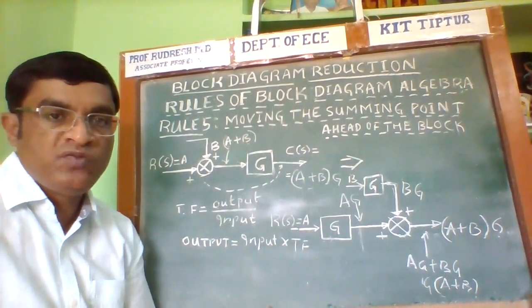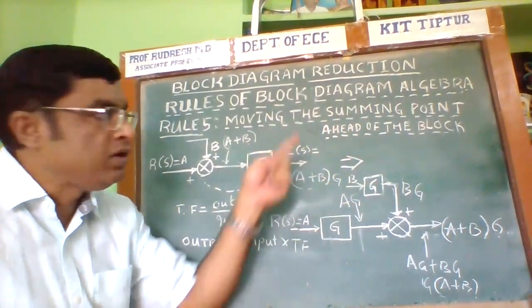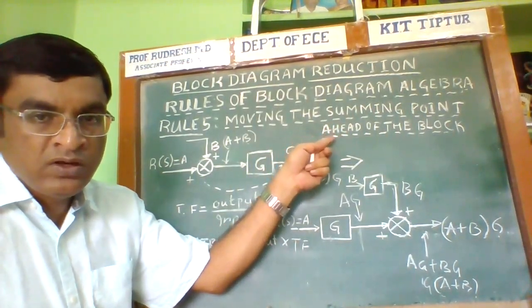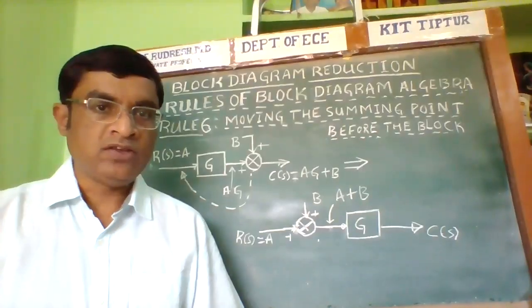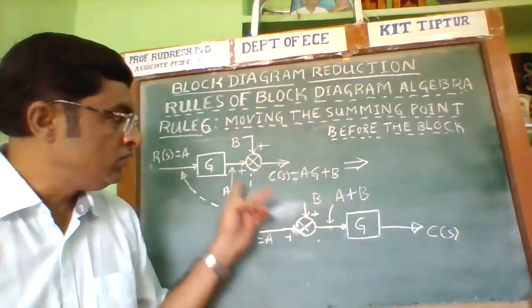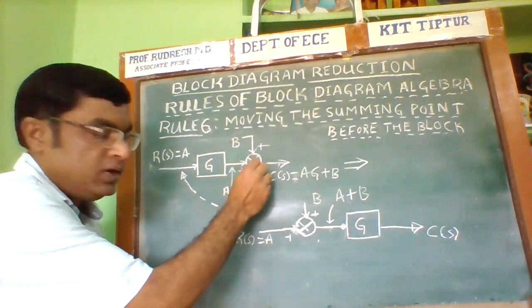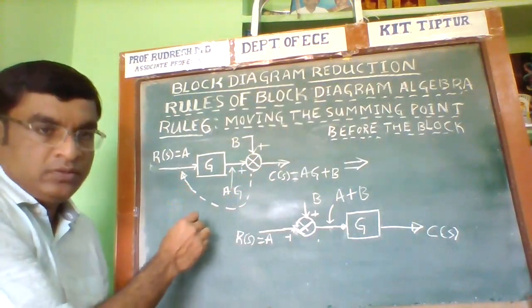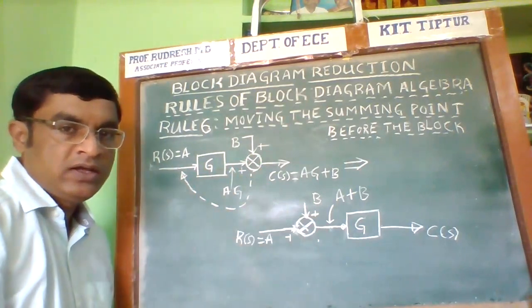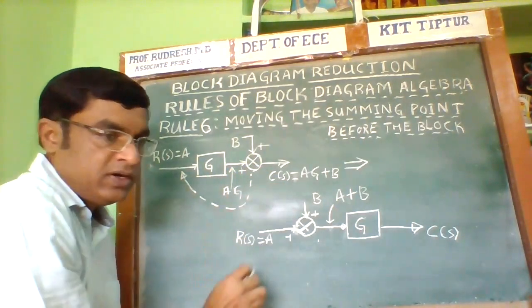Rule 6 is, if I move the summing point before the block. Now this is the block diagram: here there is a block, here there is a summing point. If I want to move this particular summing point before the block, this is the modified diagram.